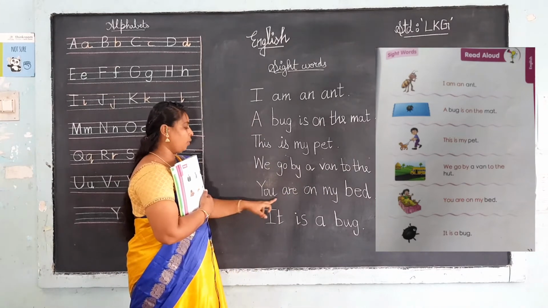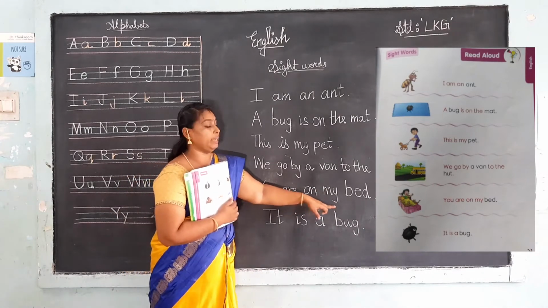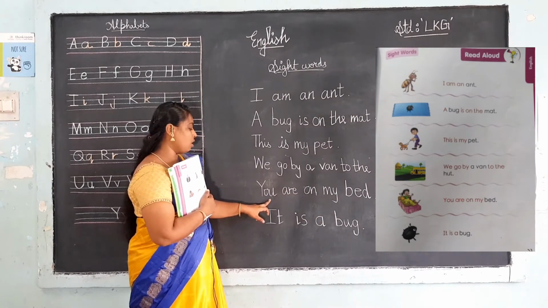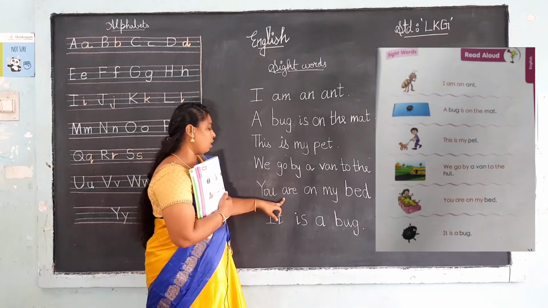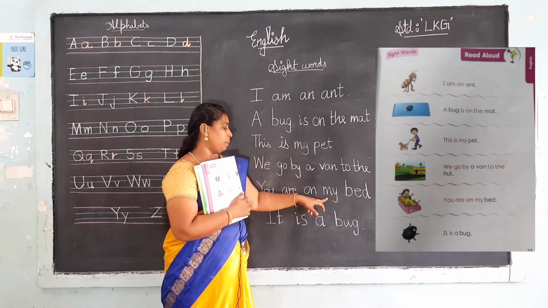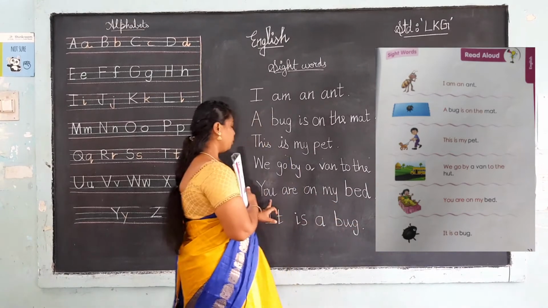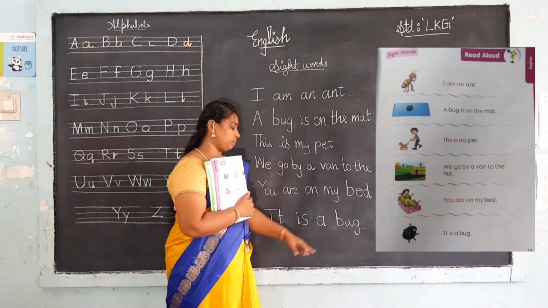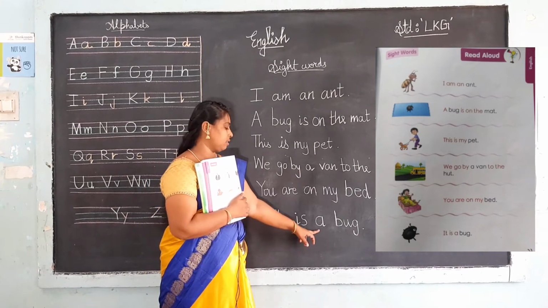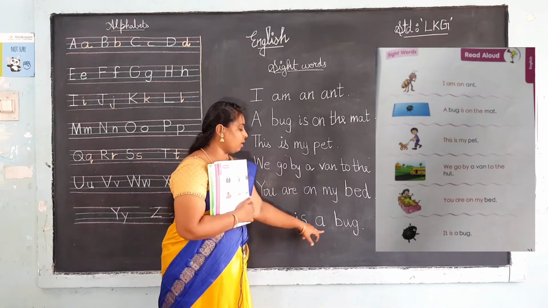The next one. You are on my bed. You are on my bed. Bed. You are on my bed. It is a bug. It is a bug.